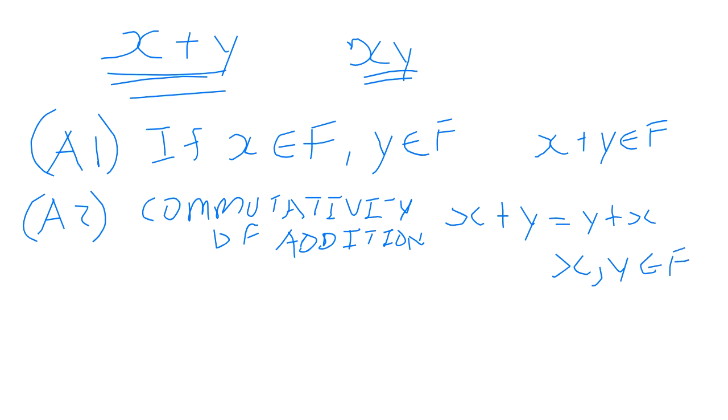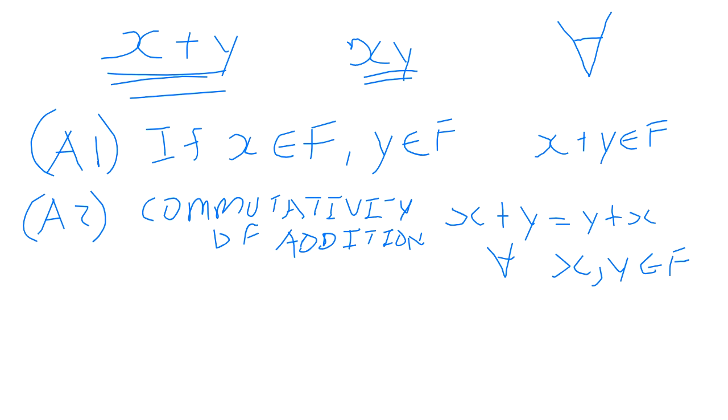Everything we say now: x plus y equals y plus x, for all x, y in F. Write the word for. And this one is a symbol for all. Write it properly: upside down A, capital A. But anyway, write the words.